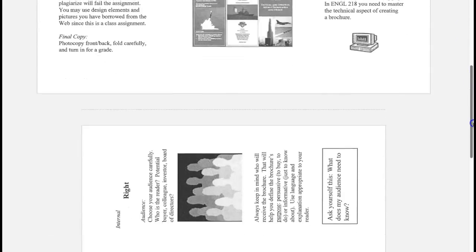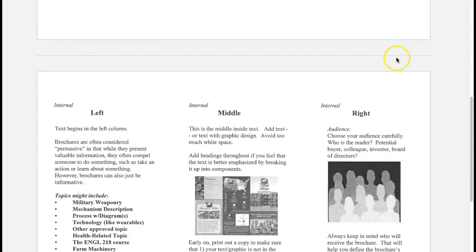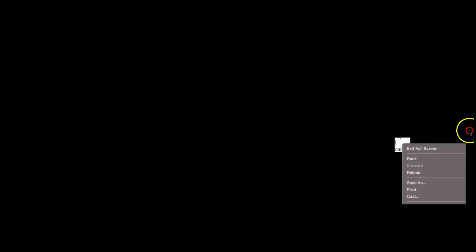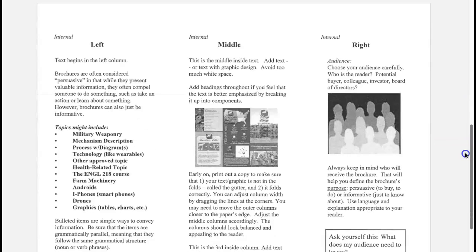And also make sure that you include visuals to enhance your brochure. Now, obviously, you don't want to include pictures that are not relevant.